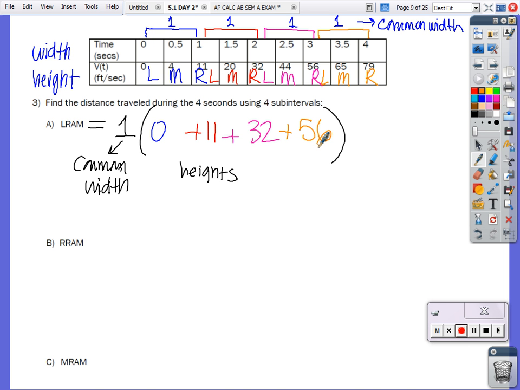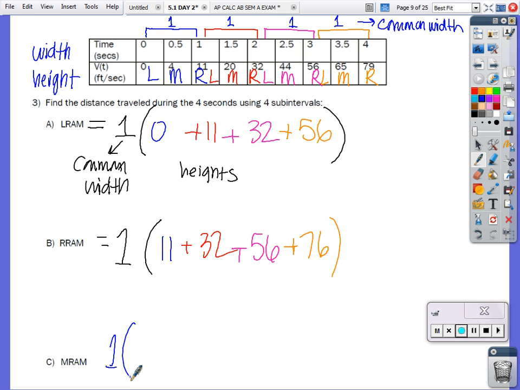Then you do your R and your M. Your RRAM, I'm still using my common width. My first one would be the right side, labeled 11. My next one would be 32. My pink one would be 56. And then my orange one would be 79. And then the middle, pretty obvious now. What was that again? Oh, 79 is the number, isn't it? All right, and then the last one. Middle would be 4. The red one would be 20. The pink one would be 44. And then the orange one would be 65.